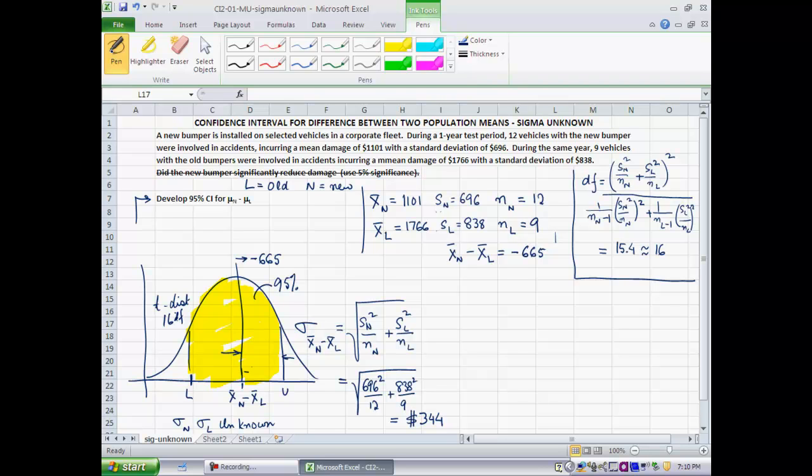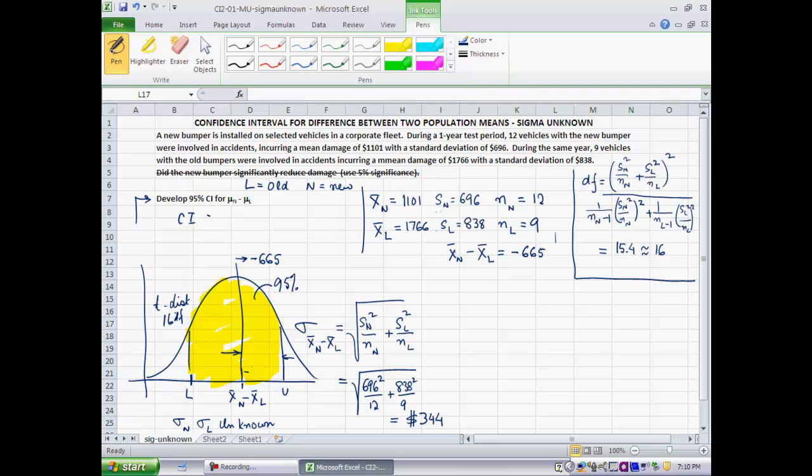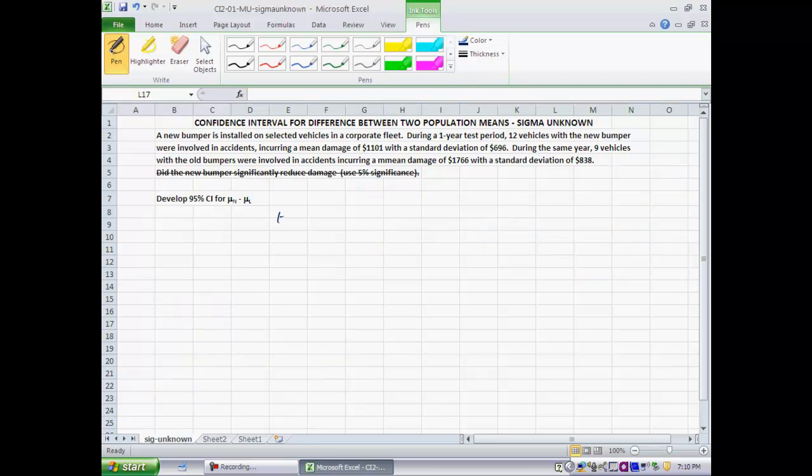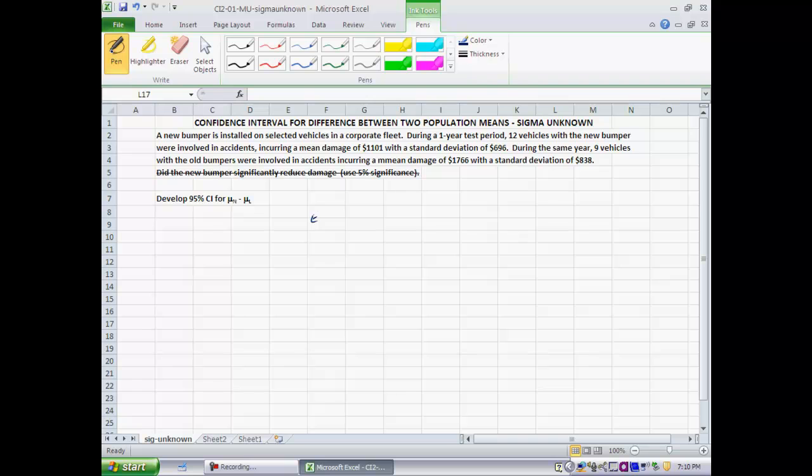So you remember the basic approach to doing confidence intervals. We first compute the sample statistic and then we bracket it with a margin of error. So the confidence interval calculation process essentially consists of computing a sample statistic, and then we bracket it with a margin of error, so plus or minus margin of error.